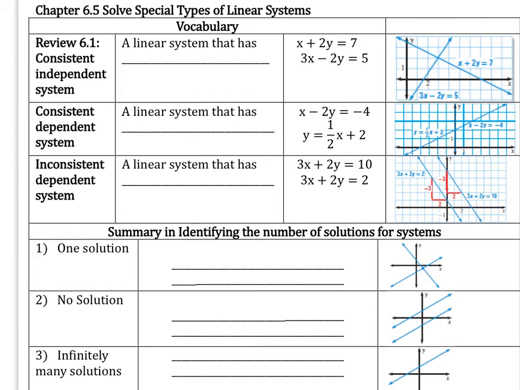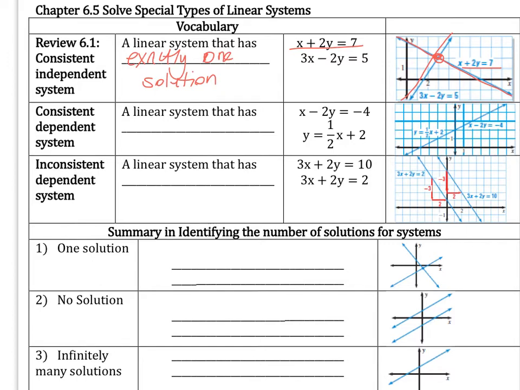6.5. Solve special types of linear systems. In 6.1, we learned about the consistent independent system, which is a linear system that has exactly one solution. So for the graph of x plus 2y equal to 7, it will intersect the graph of 3x minus 2y at this one point here. So that would be considered one solution.